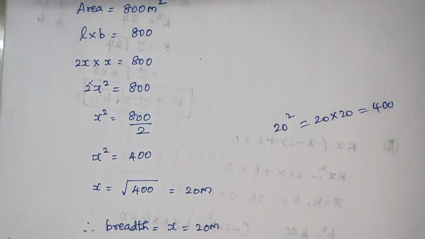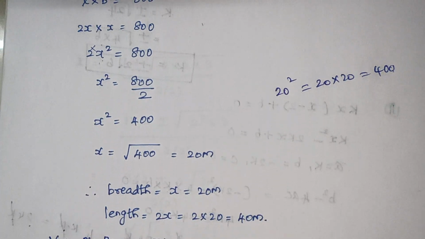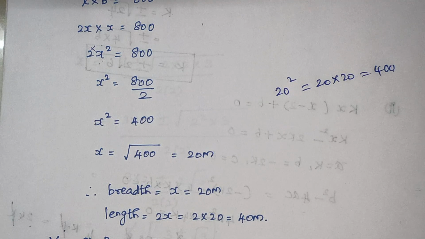So the value of x is 20, right? So x is nothing but breadth. So what about the length? So length is given by 2 times of x. So here it is 2 into 20, therefore it is 40, right? So 20 into 40 gives 800, yes or no? Right? That is the thing which is given in the problem.